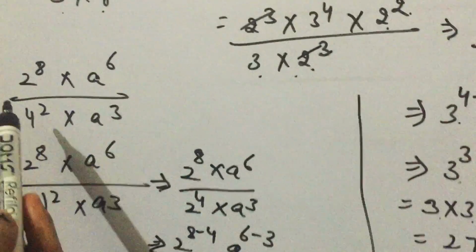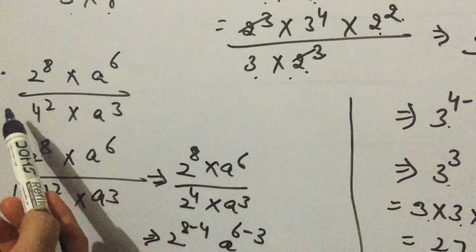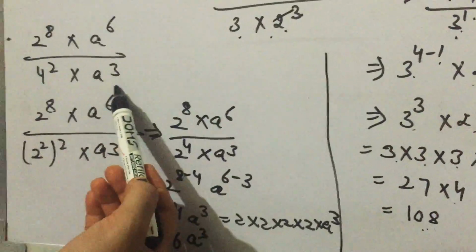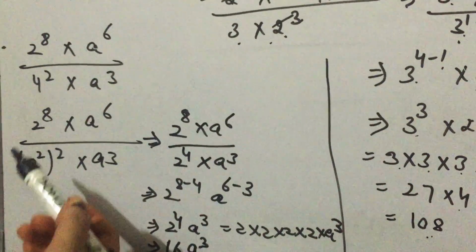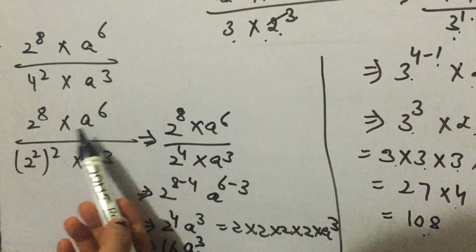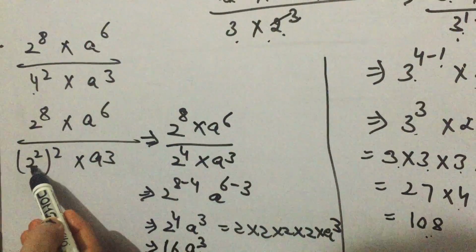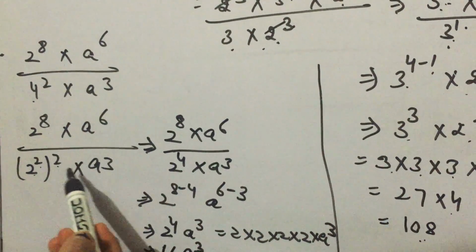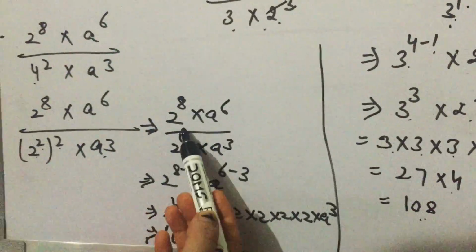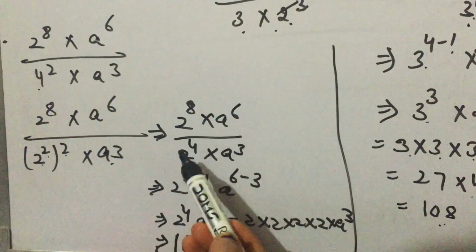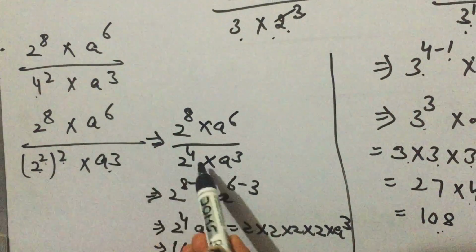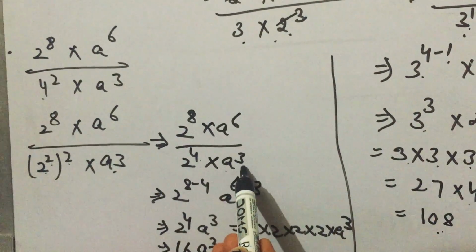Next question, 2 raised to power 8 times a raised to power 6 by 4 raised to power 2 times a raised to power 3. Now 2 raised to power 8 times a raised to power 6 as it is. 4 we can write as 2 raised to power 2 whole power 2, times a raised to power 3. 2 raised to power 8 times a raised to power 6 by 2 raised to power 2 to the power 4, times a raised to power 3.